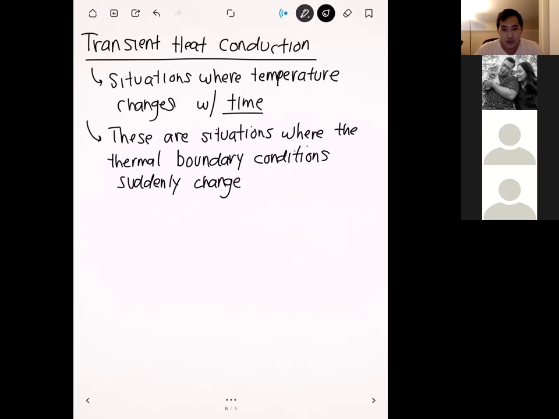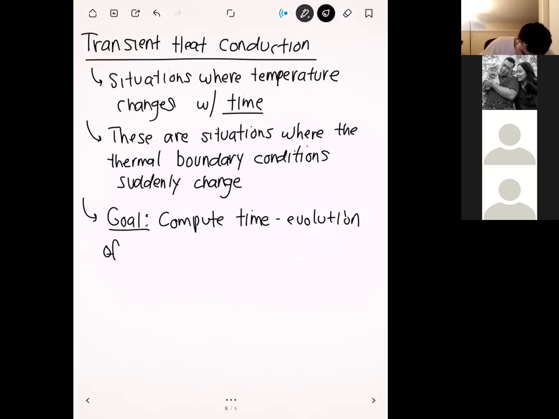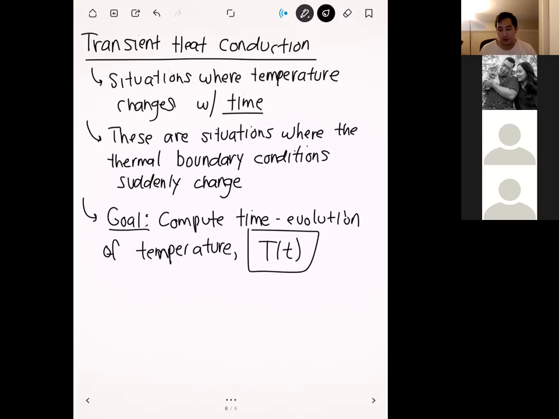And so our goal in this situation is to basically solve for temperature, which is going to be a function, but now our temperature is going to be a function of time, not of space. And you'll see that the end goal for a lot of our problems is going to be T as a function of little t. Okay.